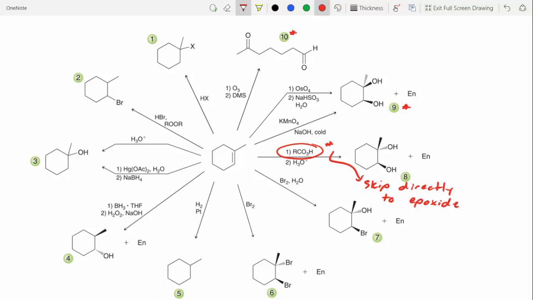I don't expect you to know the mechanism for the formation of the epoxide. The other one you don't need to know the mechanism for is hydrogenation with the hydrogen gas. The other one that is super tedious and I don't expect you to know is hydroboration oxidation. And then the last one is the oxymercuration demercuration.